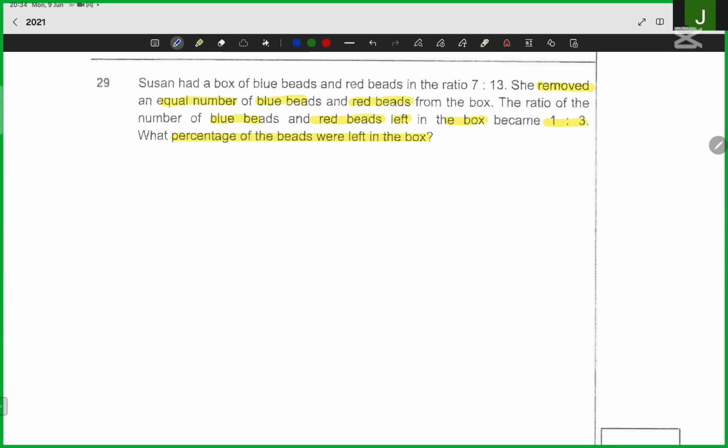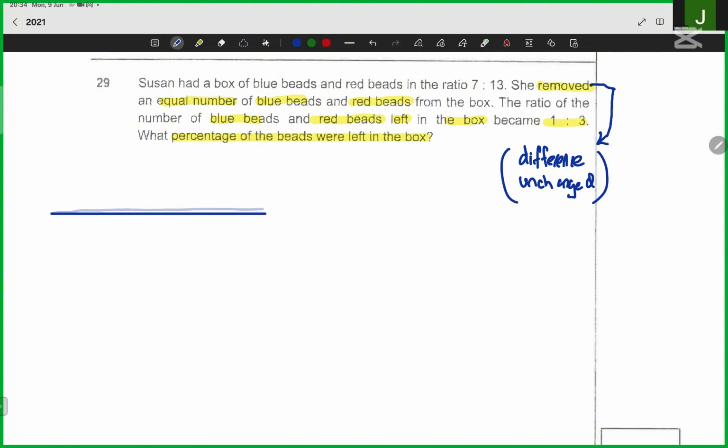Okay, so this is a mix of a few concepts. We have ratio, we have percentage, and then we have one main concept called difference unchanged. Now where did the difference unchanged come from? Comes from the remove equal number of blue and red. Okay, so now I'm going to do tic-tac-toe.